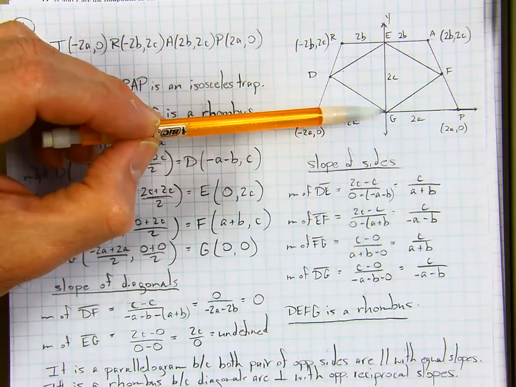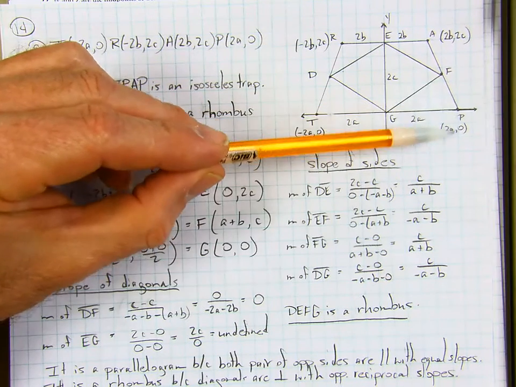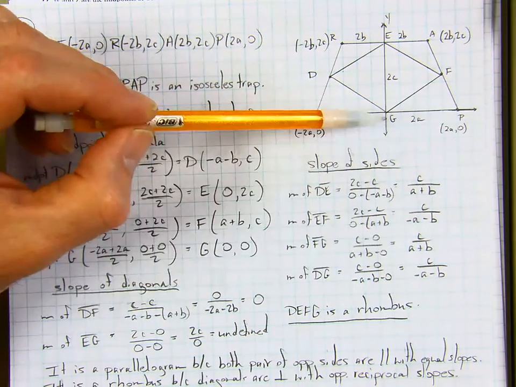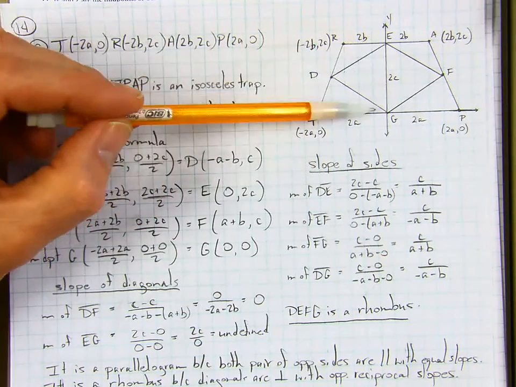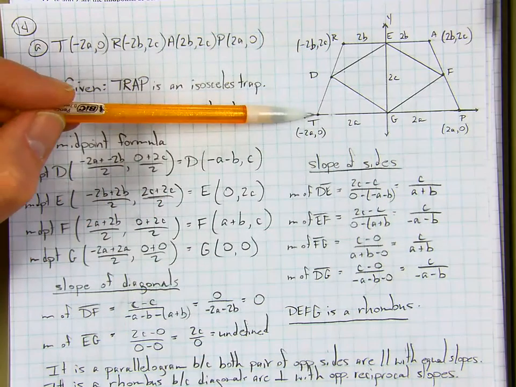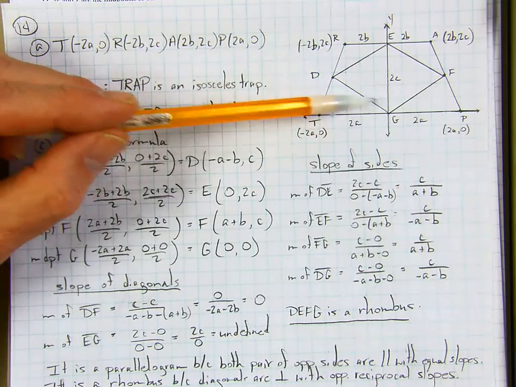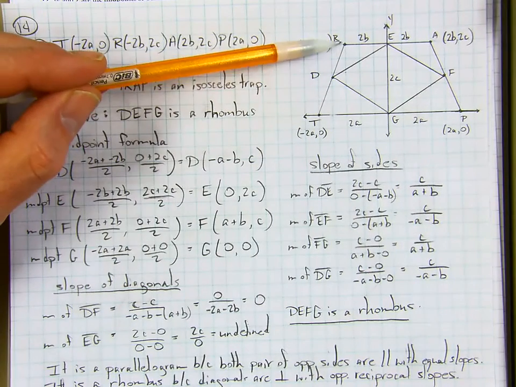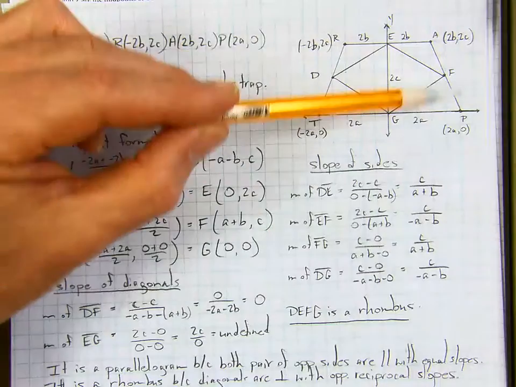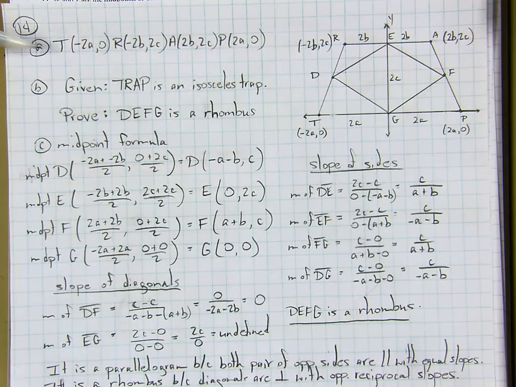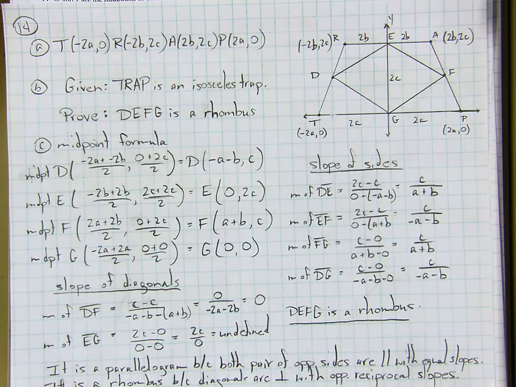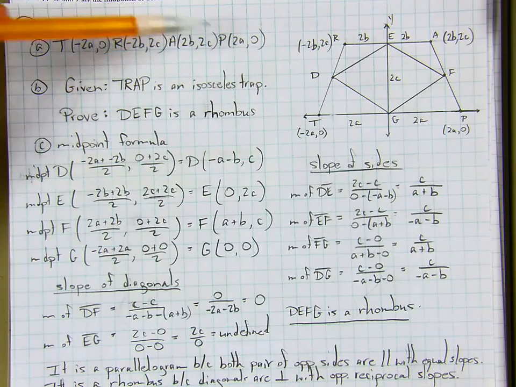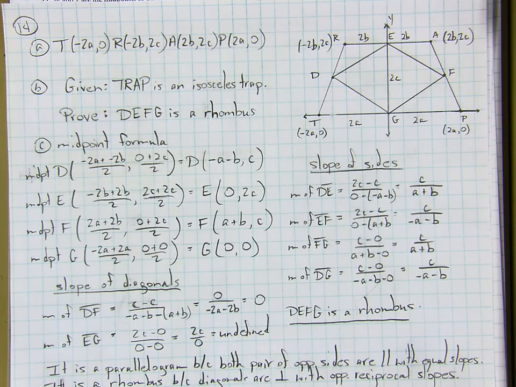So from the origin, I went over 2A, 0. This one, I went out 2B and up 2C. This one, we went over -2A, 0. And this one went over -2B and up 2C. So those are the coordinates of the isosceles trapezoid. TRAP is what they called it, so that's the order I put them in. That's my trapezoid. Now, for planning a proof, we also have to write the given and the prove.